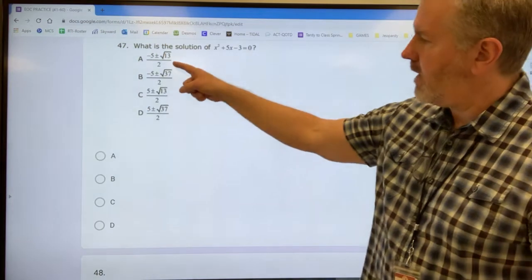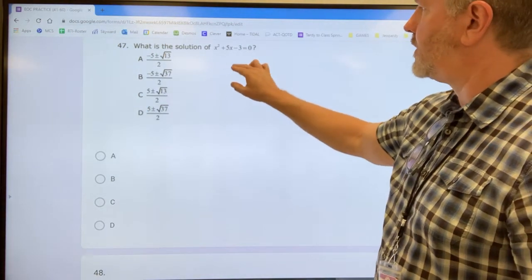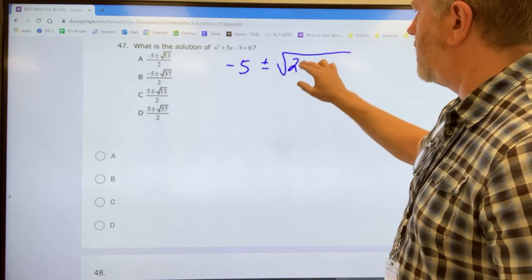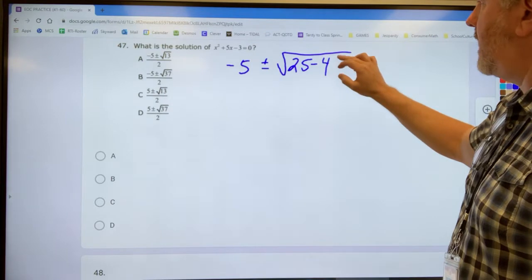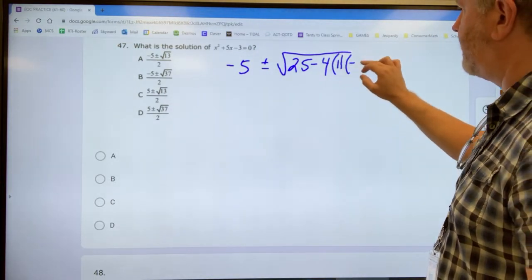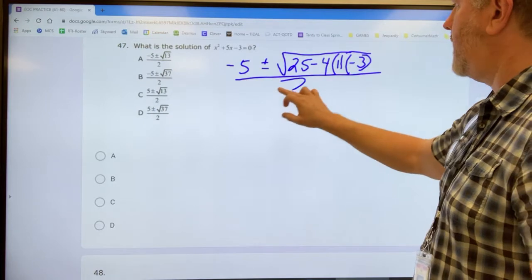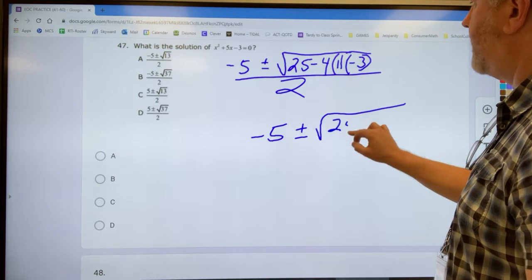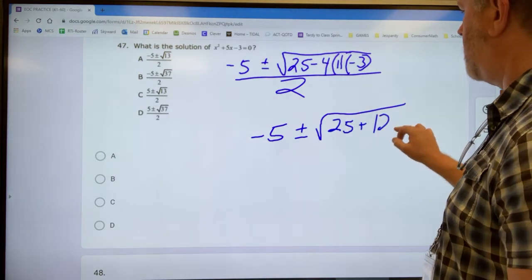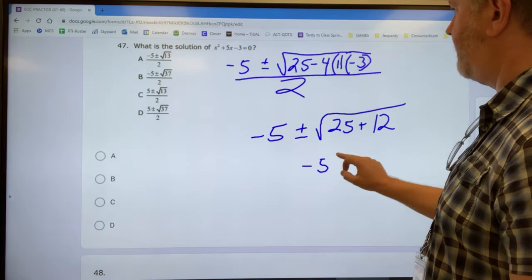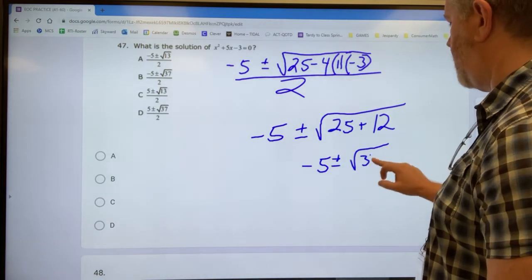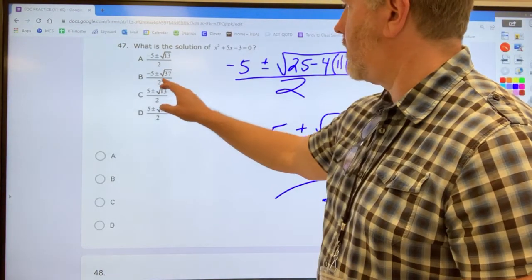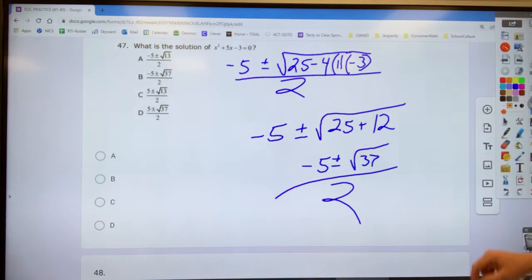We're talking quadratic formula. They should all look very familiar. So we're just going to go ahead and solve it. Negative B plus or minus the square root of B squared minus 4A, where A is 1, and C is -3, all over 2A. Keep rewriting, right. 25 plus 12 is 37. -5 plus or minus the square root of 37 over 2, and I'm done. -5 plus or minus the square root of 37, so B.